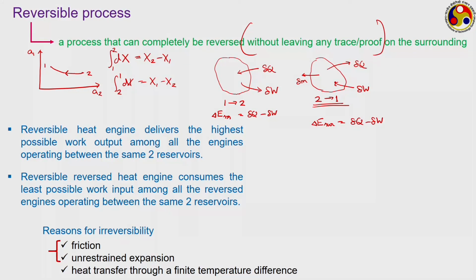Now, the first two, friction and unrestrained expansion, or primarily friction, are generally referred to as the reasons for internal irreversibility. That is, if the system is frictionless and there is no unrestrained expansion, then we can call the system internally reversible. Similarly, when there is no heat transfer through a finite temperature difference, then we call the system externally reversible. It is possible for a system to be internally reversible but externally irreversible, and similarly a system can be internally irreversible because of the presence of friction, but may be externally reversible.